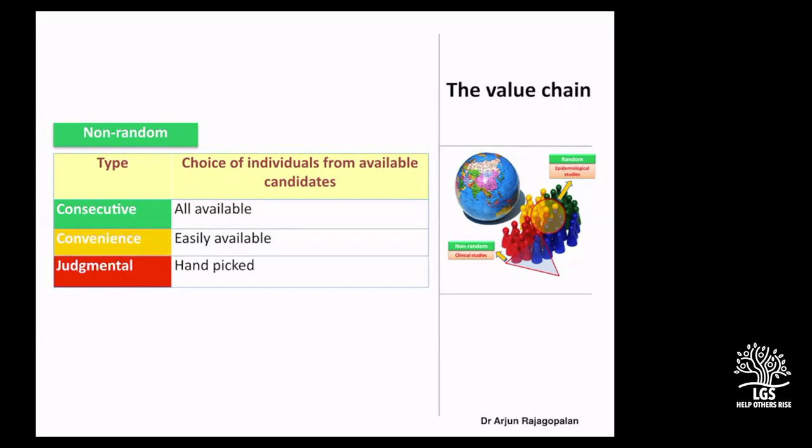And the third kind of sampling, which should be avoided at all times, is judgmental sampling, where you decide who comes into the study. Obviously, right then and there, it will induce a bias. The reason why you pick them into the study would depend on a lot of things that cannot be easily controlled.